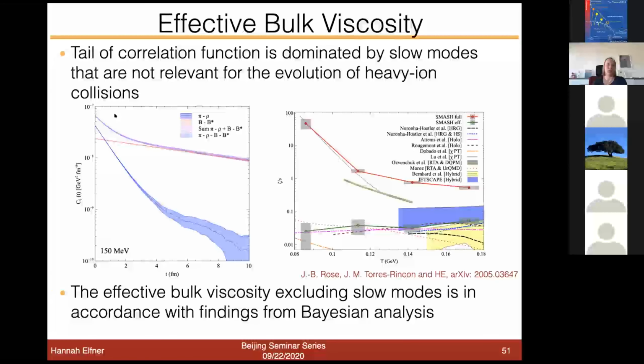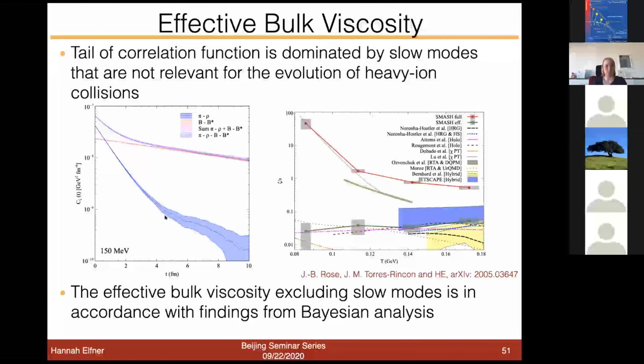This is now, again, a simplified system where we have the pi rho system as a basis, and then we included some other particle and another resonance with a much longer lifetime than the rho, basically just to show what happens in a mixture where you have very different resonances with very different widths included. And we could actually show in this simplified scenario that the full correlation function is really dominated by this very slow mode at late times, and that in turn influences the extracted bulk viscosity quite a bit.